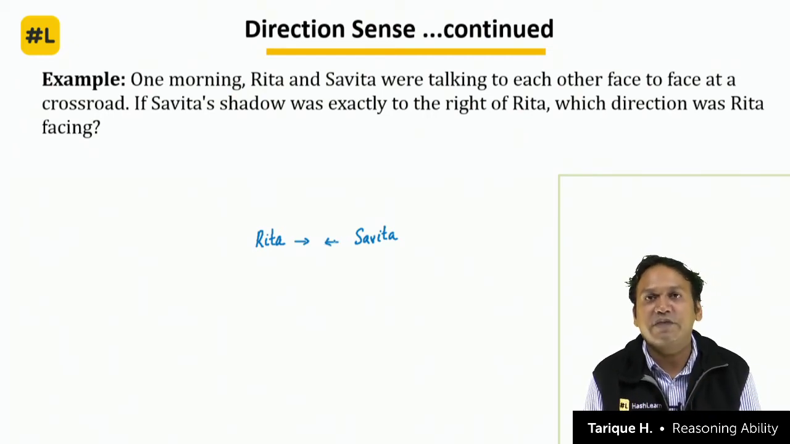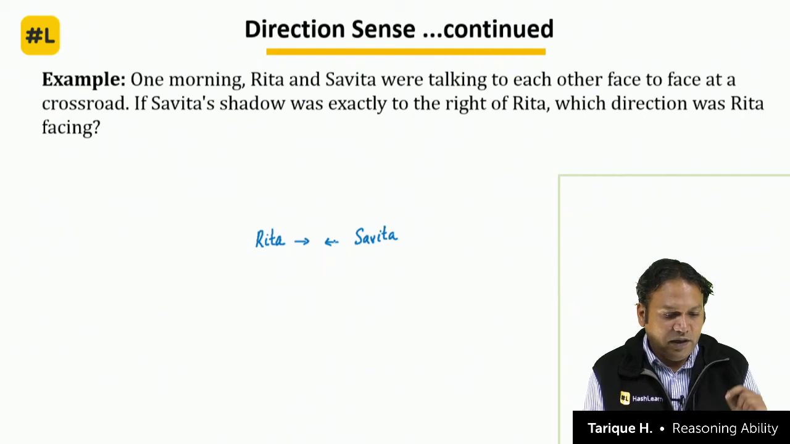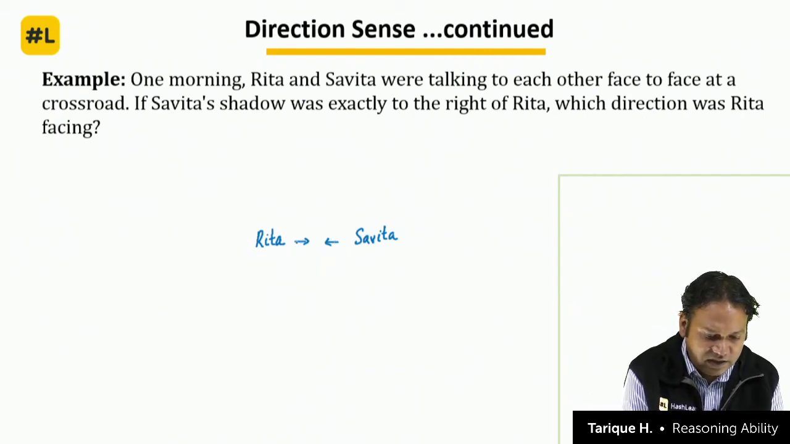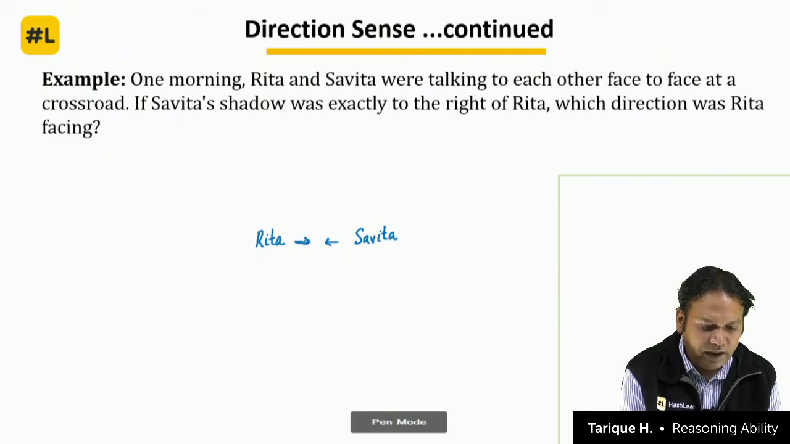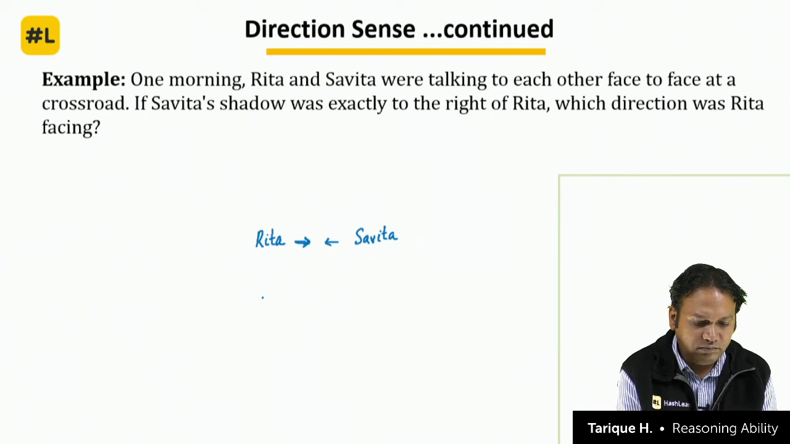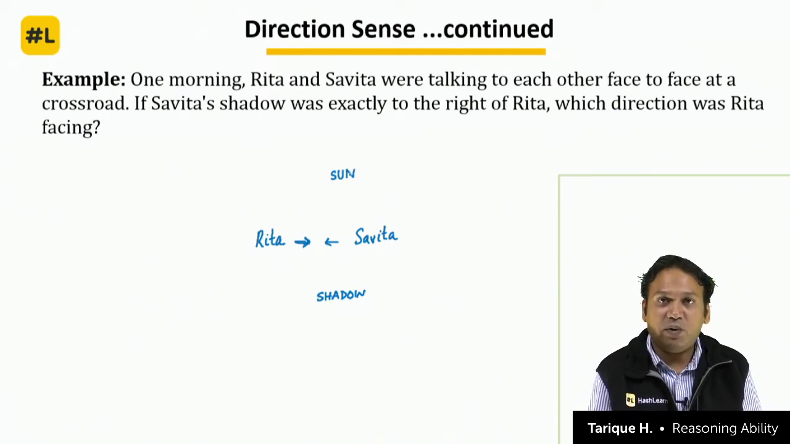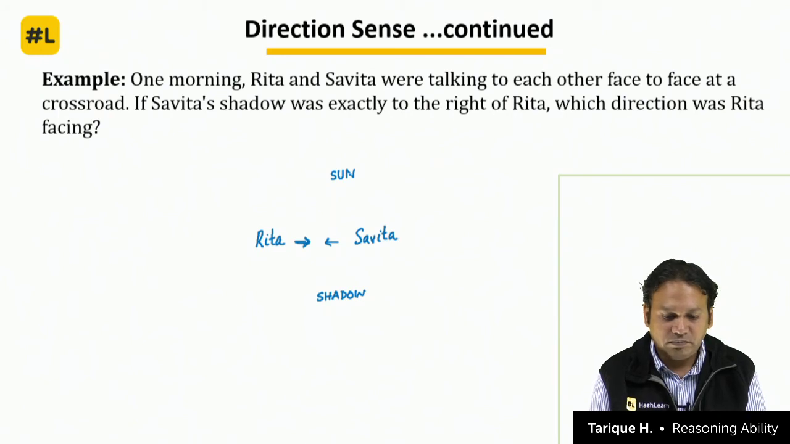They're talking to each other face to face, and Savita's shadow was to the right of Rita. So if Rita is facing Savita this side, then the right of Rita is this side. That means Savita's shadow was to the right of Rita. This is the direction of the shadow. That means the sun will be in this direction. You understand? Savita's shadow was to the right of Rita.